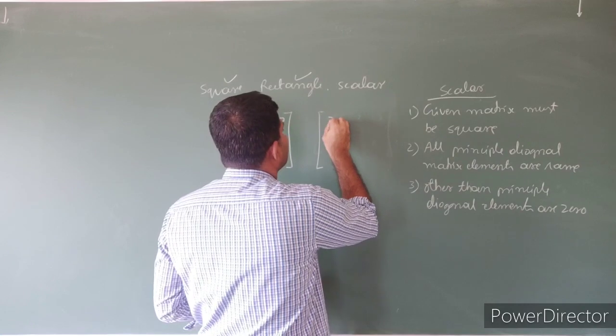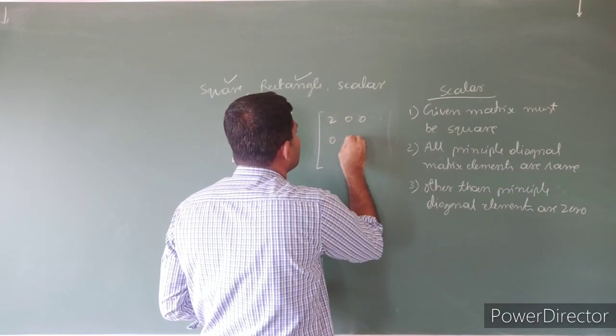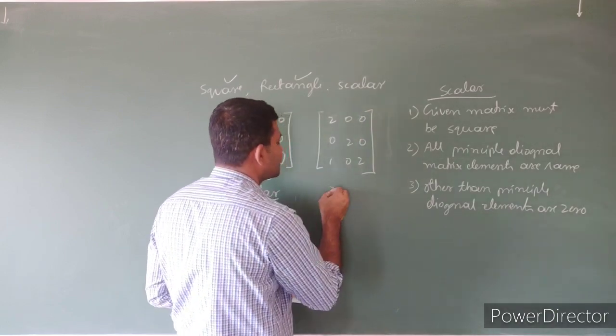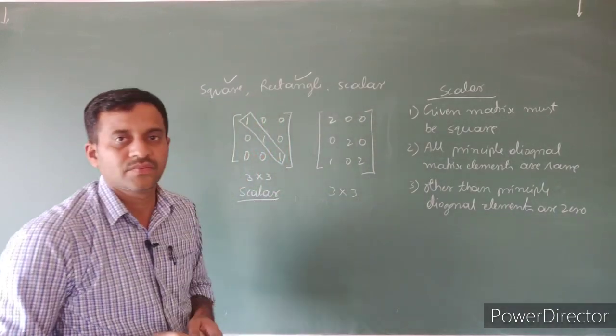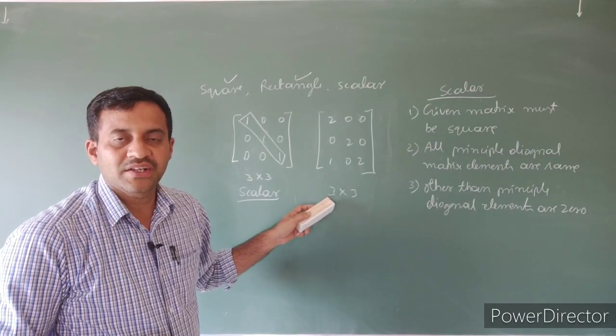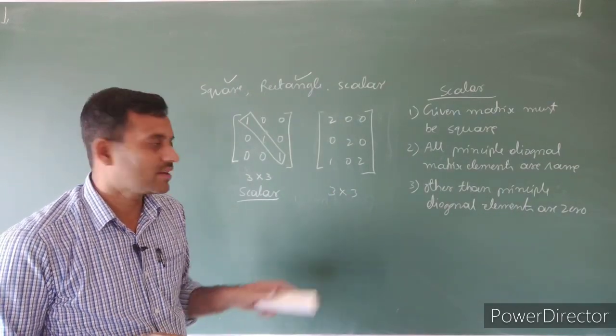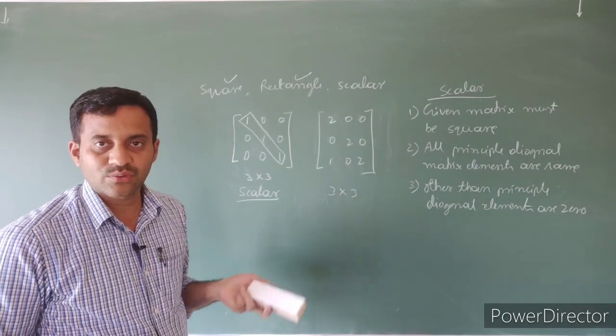0 2 0 0 0 2 0 1 0 2. Here also the order is 3 cross 3. It is a square matrix but not scalar. How to verify it is a square but not scalar? The order is same, hence it is a square.